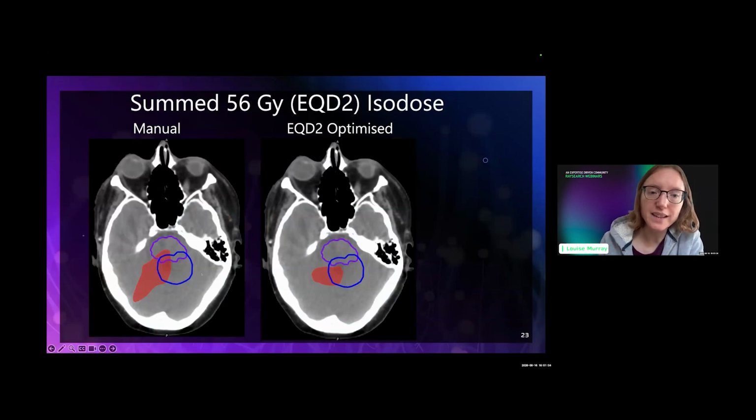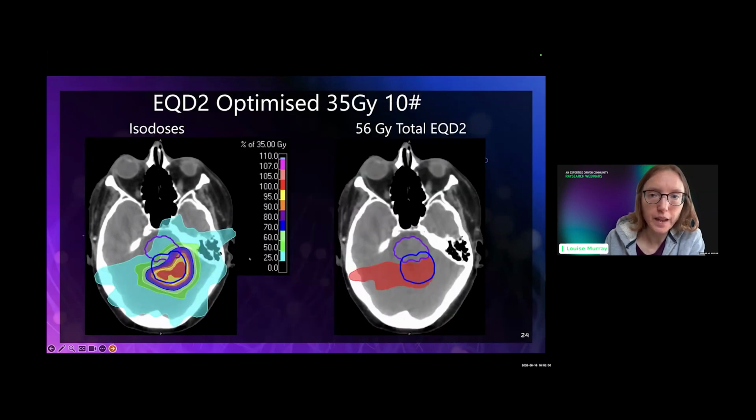So this is the plan that I gave. While 56 gray cumulative EQD2, alpha beta 2, 25% recovery might be okay, it certainly wasn't what I anticipated the brainstem would have received. That's higher than I thought my safe option would have been. Replanning 20 gray in 5 fractions using our tool, you can see the 56 gray is pulled nicely off the brainstem and a much safer plan.